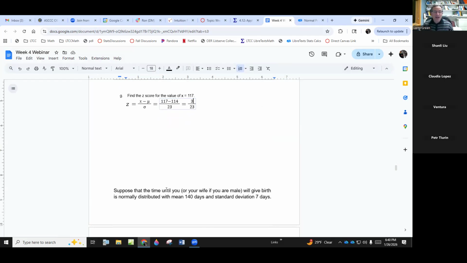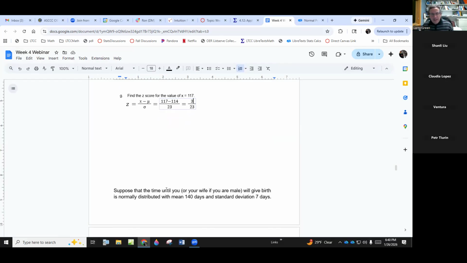All right, so now here's kind of a fun little scenario. Suppose that the time until you or your wife, if you're male, will give birth is normally distributed with mean 140 days and standard deviation 7 days.